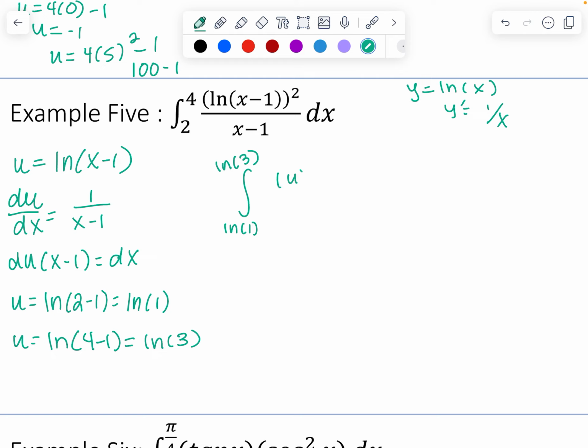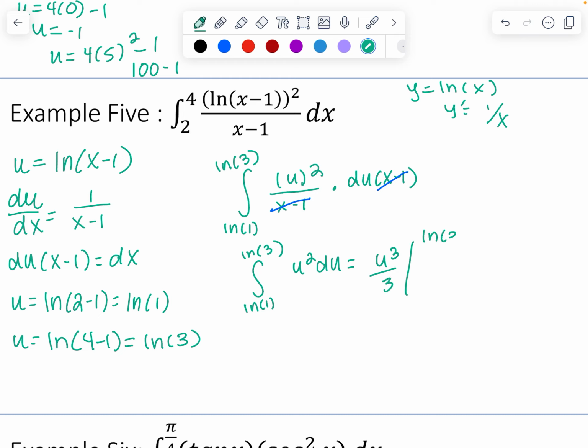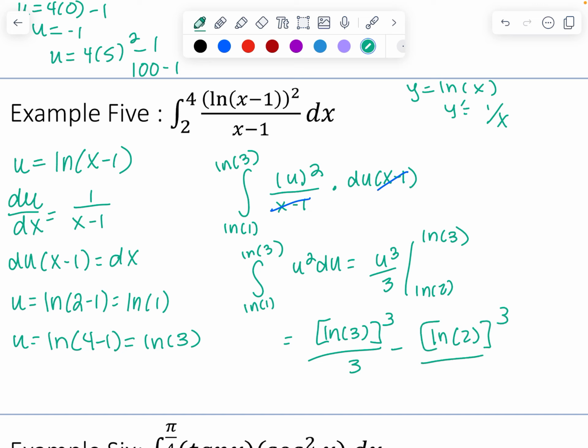So I'm just changing my bounds to start with, and then I'll plug my u's in. So this will be u squared over x minus 1, and then times du times x minus 1, replacing that with dx. These cancel out. So now I have the integral from the natural log of 1 to the natural log of 3 of u squared du. Now I just take the antiderivative, which is u cubed over 3, and then I just have to evaluate it with my bounds. And look at that, we'll have time to do the last problem. So this ends up being the natural log of 3 cubed over 3 minus the natural log of 1 cubed over 3, and I'll stop there.